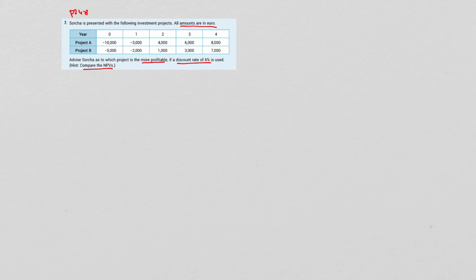Okay, so let's look at project A. And I'm going to make a table out. So I'm going to say year. And then we're going to have the outflow or inflow.